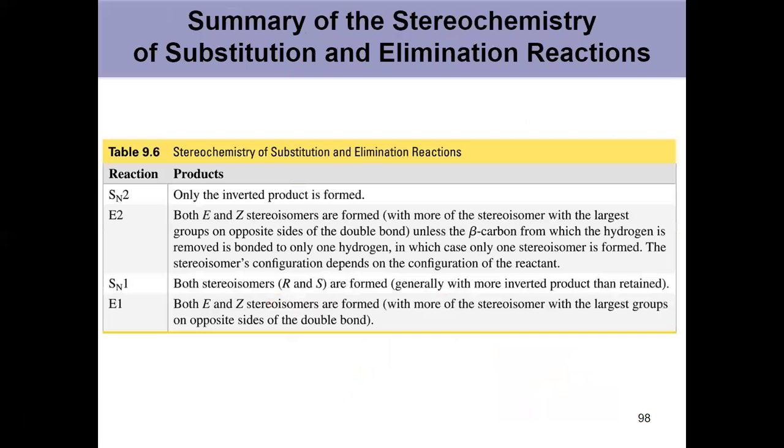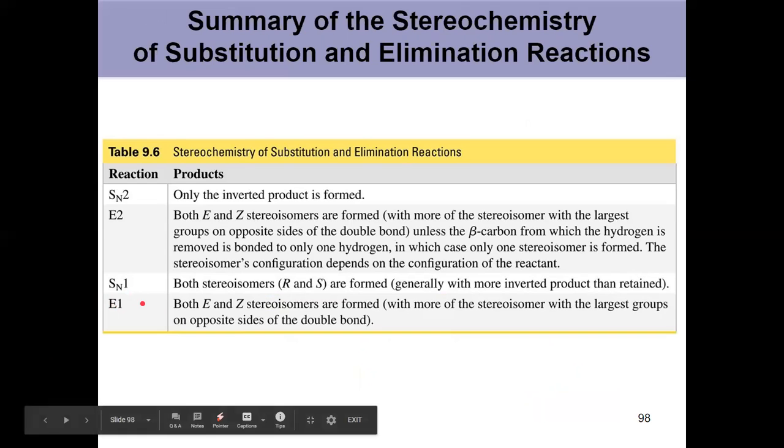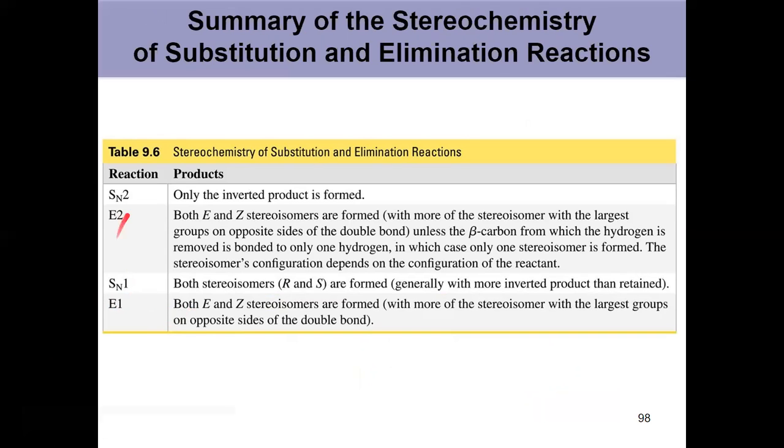Okay. And all of that information is summarized nicely here in table 9.6. We talked about stereochemical substitution reactions in the past. Okay. We just finished here with E1. You always get a mixture of E and Z, okay, with E predominating, and then everything for E2 summarized right here.